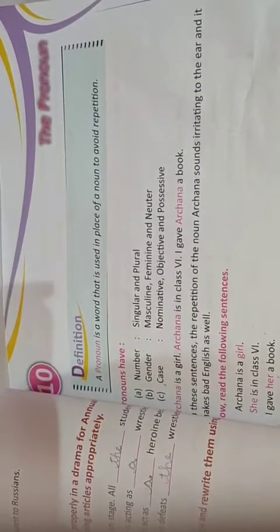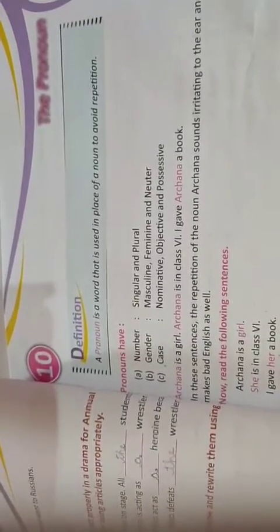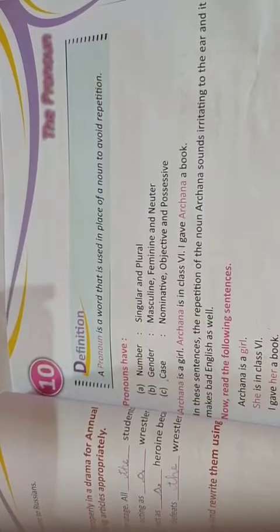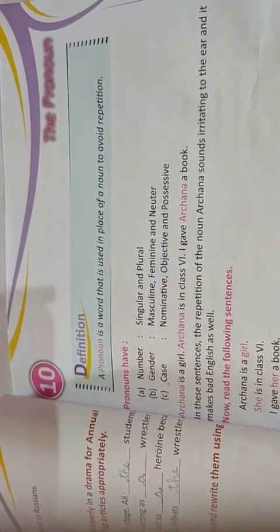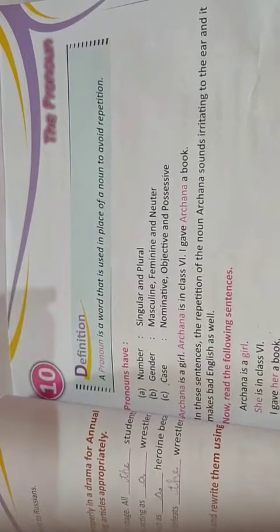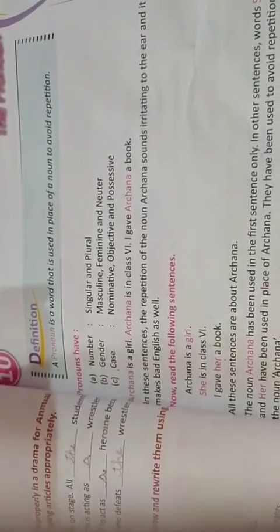Now children, the definition is given in your book. A pronoun is a word that is used in place of a noun to avoid repetition. So children, pronouns have number, that is singular and plural. Then it contains gender also, that is masculine, feminine and neuter. And there is a third part, that is case, nominative case, or it could be objective and possessive case, that we will learn later. So an example is given in your book. You can see that also.